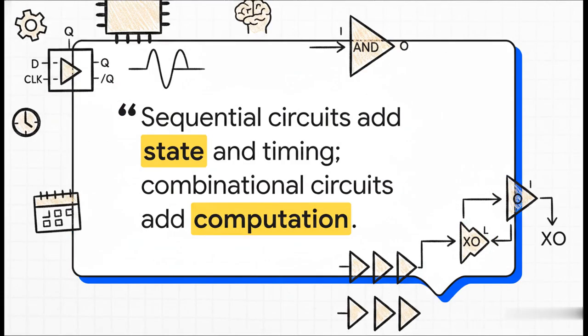There's a design insight that perfectly summarizes this whole dynamic. Sequential circuits add state and timing. Combinational circuits add computation. That is the ultimate takeaway for how processors are orchestrated. You use the combinational side to do the heavy lifting of the math, and the sequential side to keep everyone in order and remember the results.